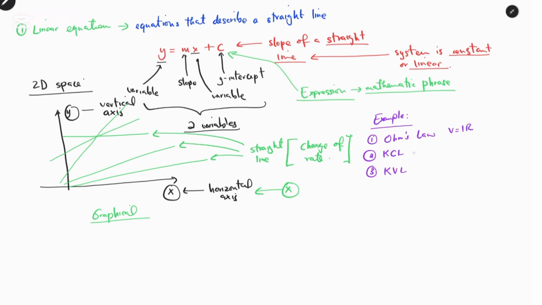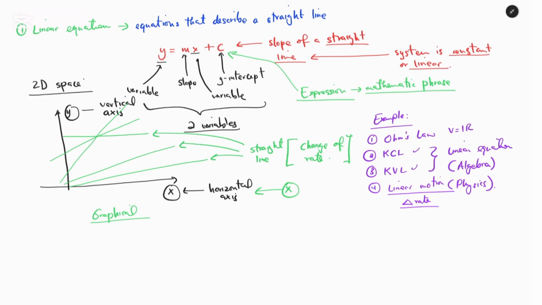Maybe in this video I will discuss Kirchhoff current law and Kirchhoff voltage law using the linear equation in algebra. One additional example is in the linear motion, which is mostly found in physics. So we can relate the electrical with the physics, because a linear motion mostly contains the rate of change, and it can give us a clear idea of how we can use it in solving the linear equation.